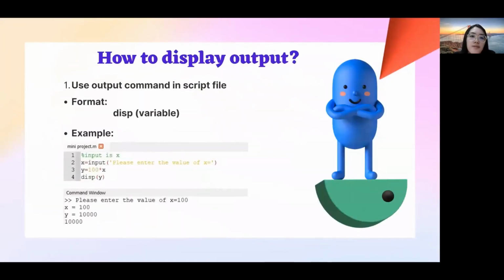So next, there are a few ways to display the output in MATLAB. So first, we can use the display command. So the format is display, open bracket, variable, close bracket. So the example below shows that x is the input, while y is the output. So to display y as the output, we need to put in the display command with display, open bracket, y, close bracket. So we can see that in the command window, y is displayed as the output.